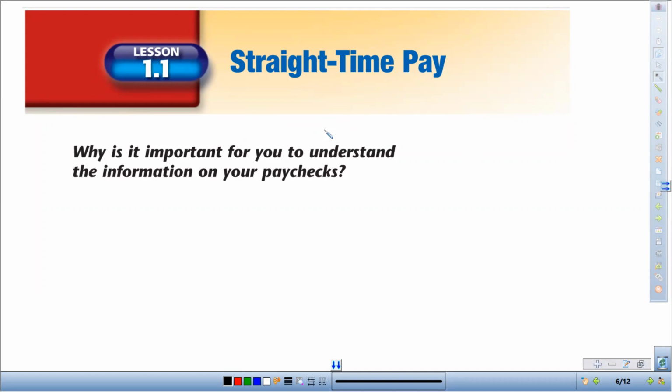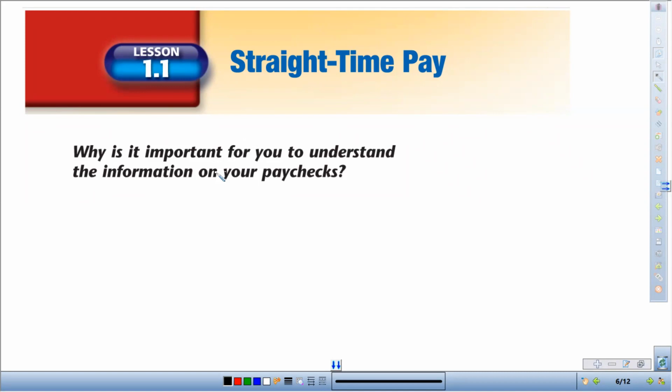And one thing to think about while we're going through this chapter is: why is it important for you to understand the information on your paychecks? You might want to take a minute to think about that. I'm guessing no one's going to chime in here, so I'll just tell you one reason: so that you know that you are getting paid the right amount.